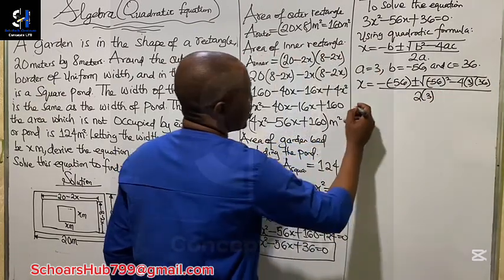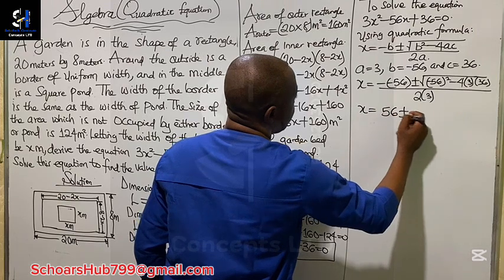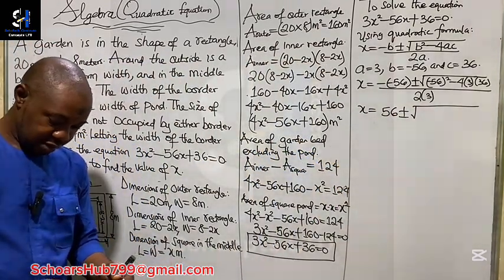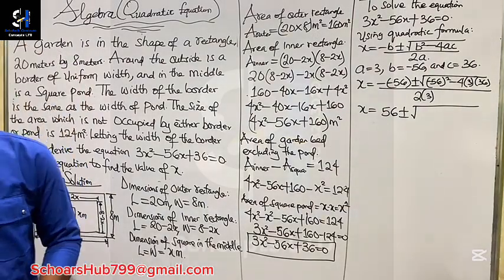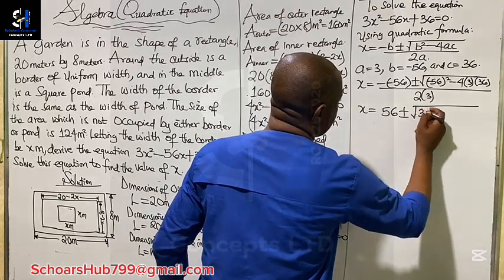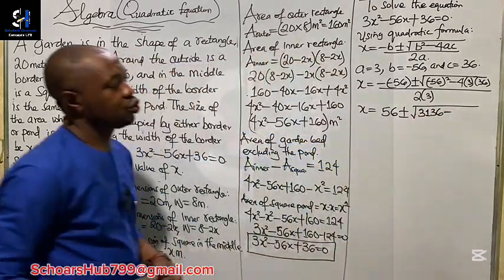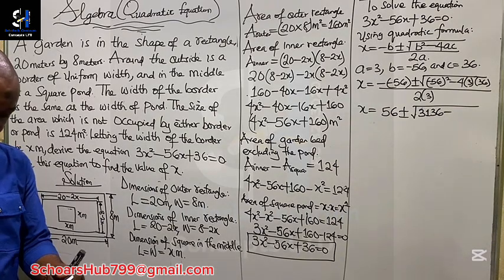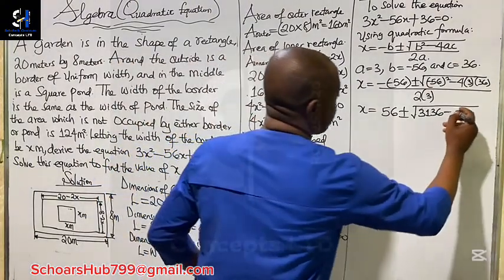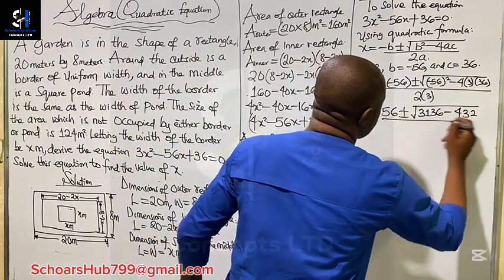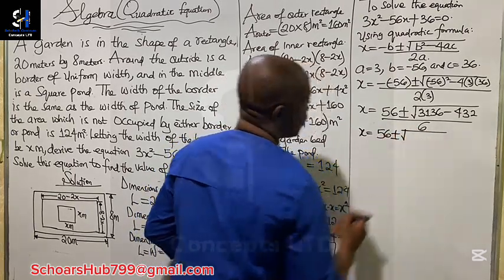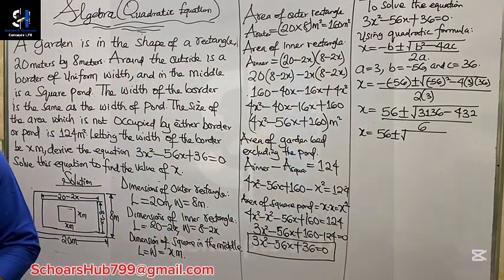So x will be equals to 56 plus or minus the square root of 56 times 56, which is 3136, minus 12 times 36, because 4 times 3 is 12. 12 multiplied by 36 will be 432, over 6. So x will be 56 plus or minus the square root of 3136 minus 432.